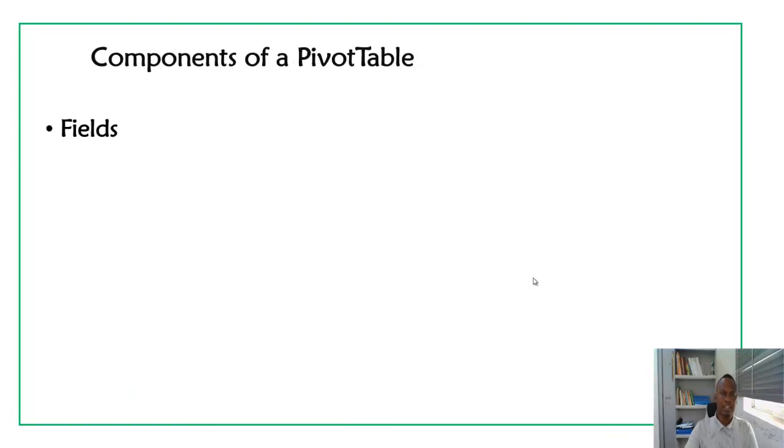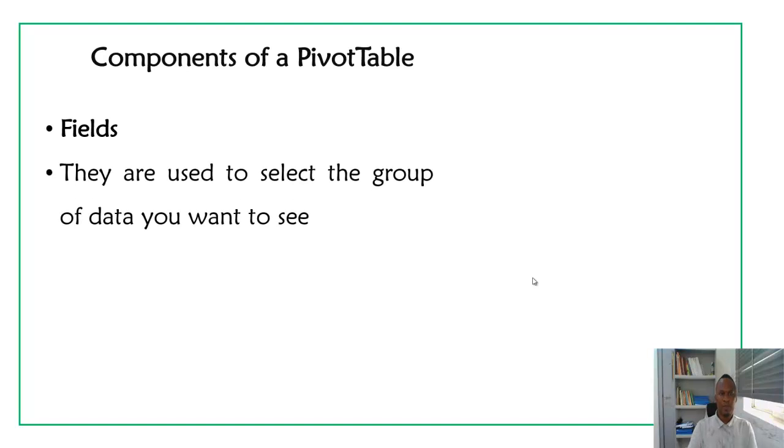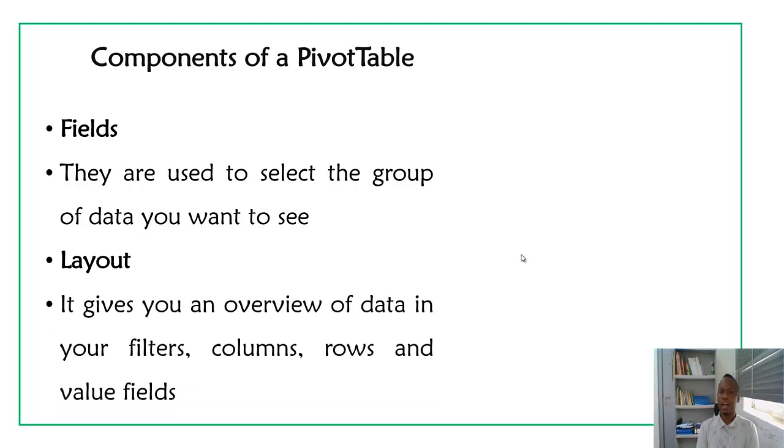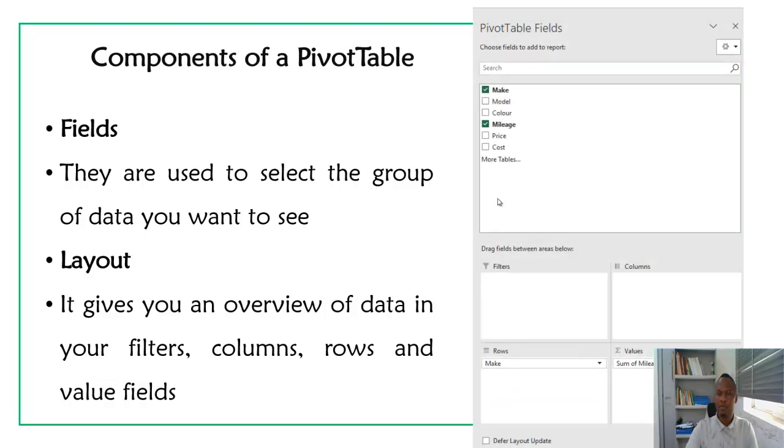You can decide to summarize your data, or you can decide to show your values. Now, the next component of a pivot table is the field. Fields are used to select the group of data you want to see. We also have the field layout. The field layout gives you an overview of the data you have in your pivot table. That is an overview of the data you have in your filter section, in your column, in your rows, or in your value fields.